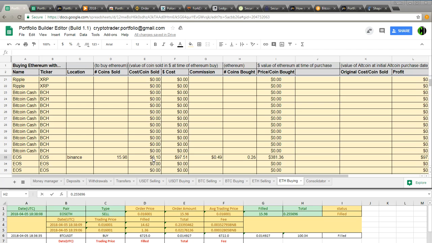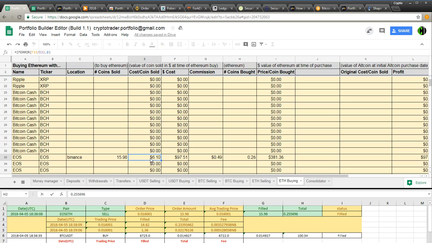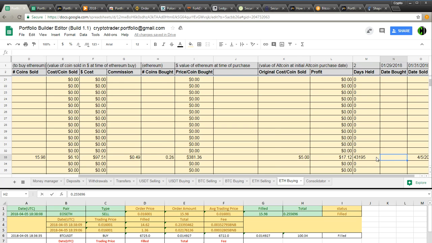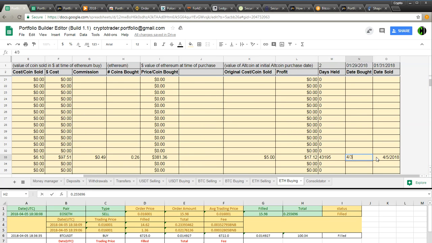Now what you can see is it's automatically calculated the value of EOS at the time of sale as well as the value of Ethereum at that date. Let's say we purchased those coins for $5. We created a profit of $17.12 after our commission cost, which has been reflected and deducted from our profit, which is handy for your tax accountant. Then we type in the date of purchase and it will tell us how many days we held the position. When possible, you want to hold for over a year to dramatically reduce tax obligations.